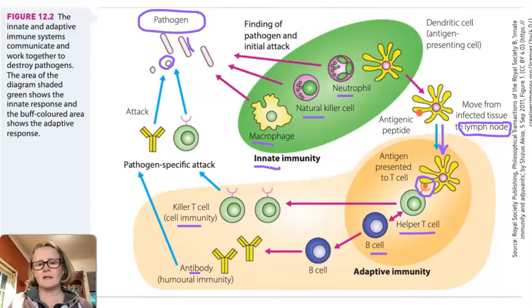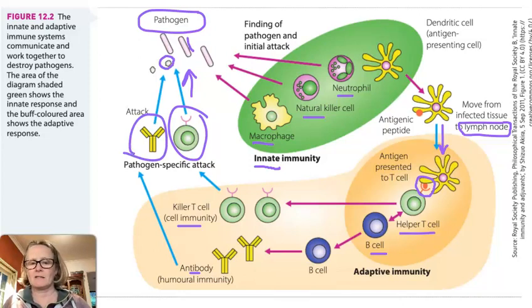And you can see we're linking back, having a specific attack on our pathogen, either by cellular attack or by antibody attack. These little Y shapes are antibodies. So this is what we're going to come back to at the end. We're going to unpack each of these steps.